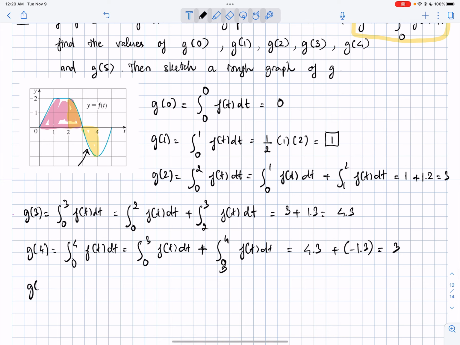The last one is g of 5. The integral from 0 to 5 of f of t dt. That means from 0 to 4 of f of t dt plus from 4 to 5 of f of t dt.